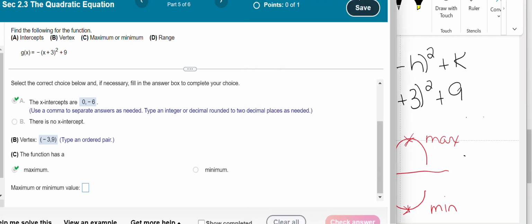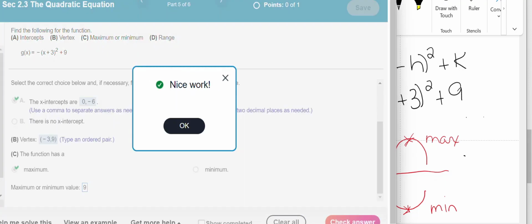Maximum or minimum value? Oh my gosh. Well, we actually already figured that out when we did the vertex. The minimum or maximum value is your y value in the vertex. Yay!